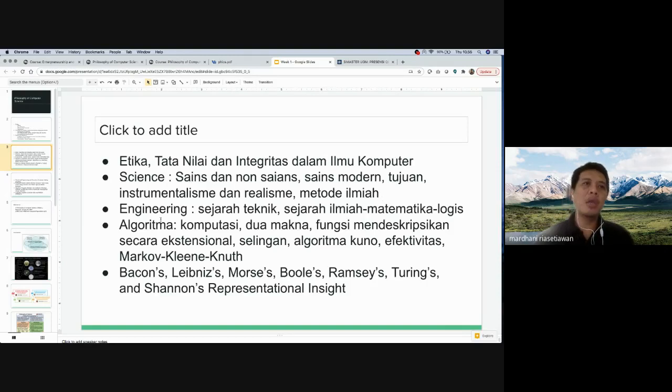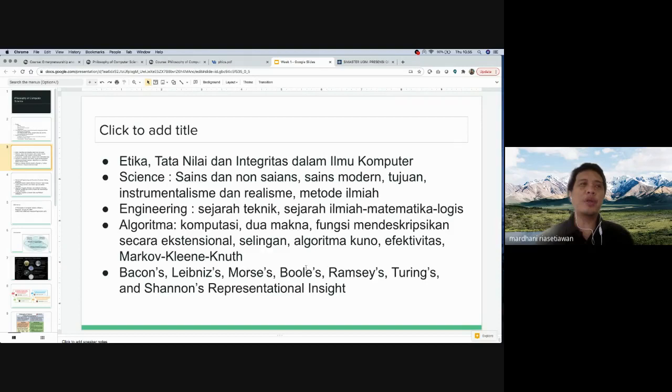And then we also have the algorithms, because we have the extensional, ancient algorithm, Markov chain, and NAT. This is very, very foundational, very basic. You need to know about Beckman's rule, Leibniz's rules, Morse, Walsh, Ramsey, Turing, Shannon. These are the scientists that gave us the paradigm for thinking about things in computer science, very basic and very fundamental.